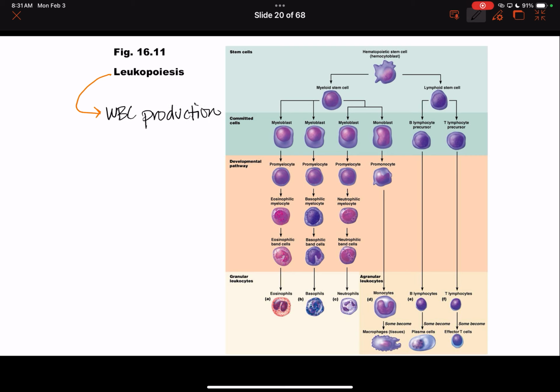What was the word that we talked about last week, which is the word for all blood cell production? What is it? Hematopoiesis is for all blood cells. And what about for just red blood cells? Erythropoiesis. So leukopoiesis is now just the production of white blood cells only.